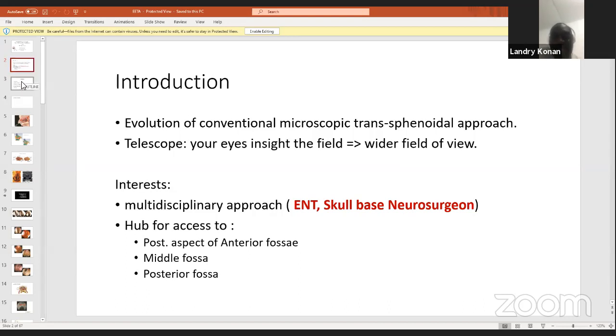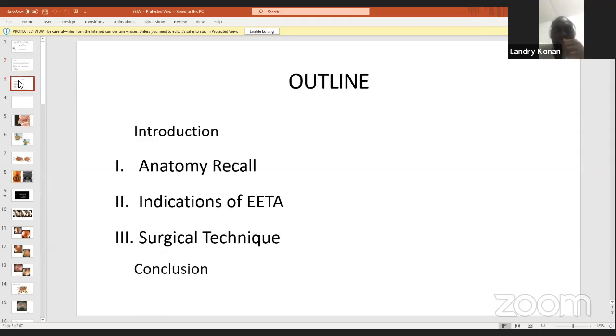So this endonasal transsphenoidal approach gives you a wide range of view of all three steps of the skull base. It gives you an anterior view of the anterior skull base, middle skull base, and posterior skull base. This is a hub where you can move your endoscope to reach all kinds of lesions, especially in the midline. Next slide. So we will go to the anatomy and next to the indications, and we will take much more time on the surgical technique.